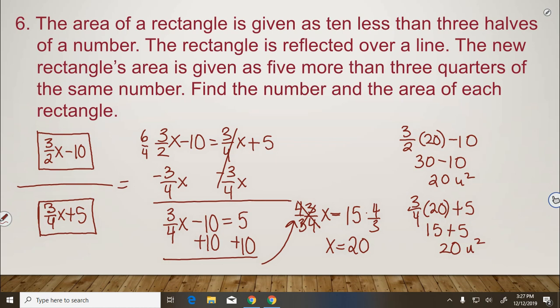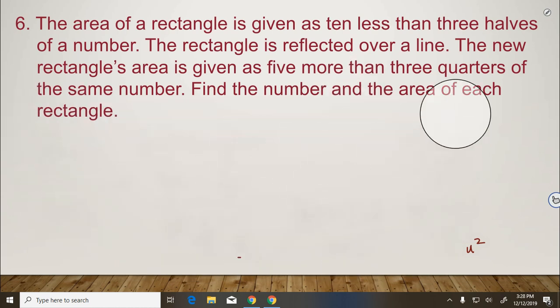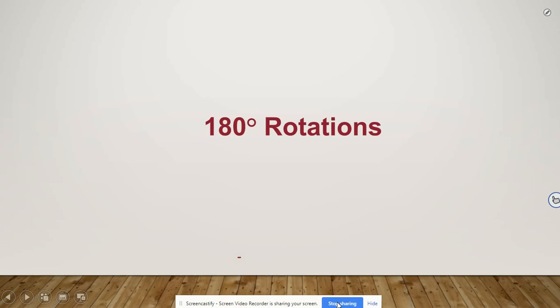All right, so again, whenever they're asking for an algebraic kind of question dealing with translations and reflections, they're just going to be equal to each other because a translation and a reflection does not change the size or shape of an object. It just moves it around the coordinate plane. Okay, with that said, you're on your own.